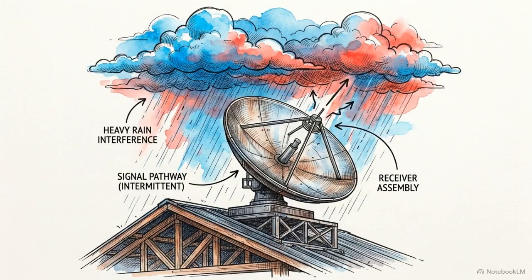That single satellite dish mounted on the roof represents the extreme edge of the network, relying entirely on intermittent connections to access the outside world.